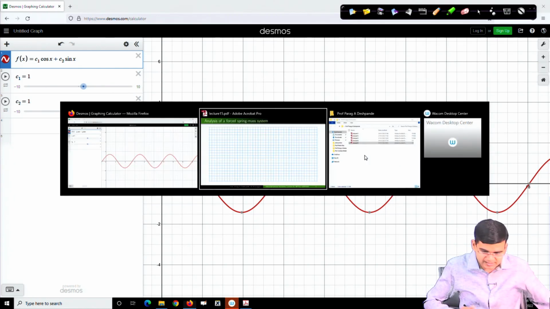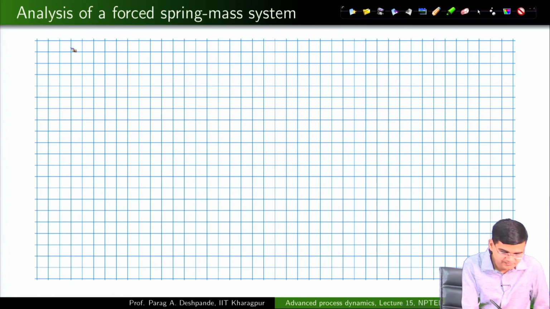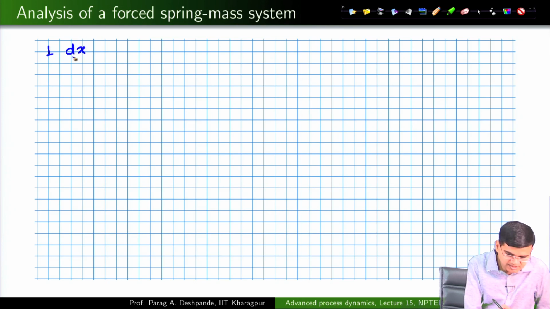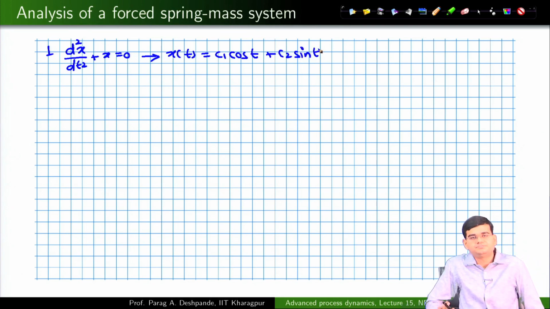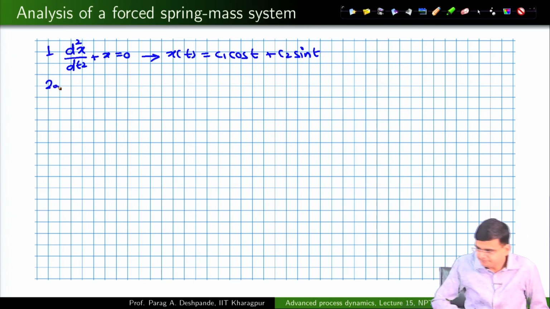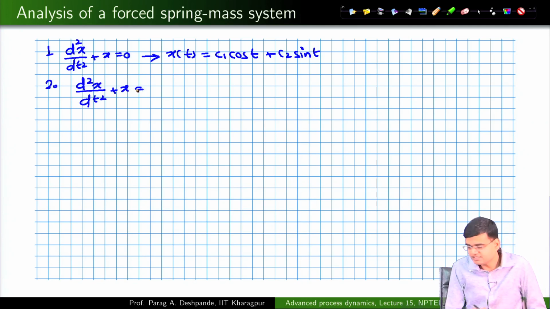So, we saw that the equation is d2x by dt squared plus x is equal to 0, and the solution is quite simply x of t is equal to c1 cos t plus c2 sin t. Autonomous system, the behavior has been very well understood. Now, secondly, I have d2x by dt squared plus x is equal to sin of t.